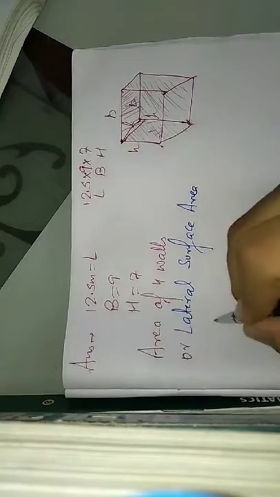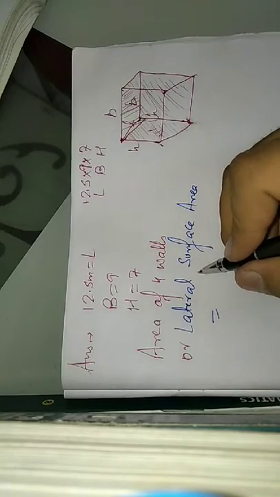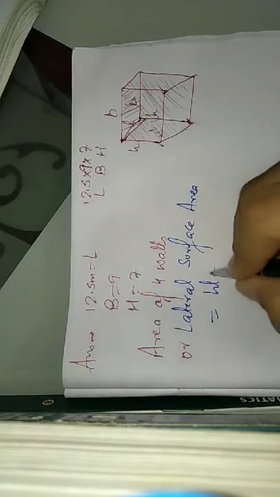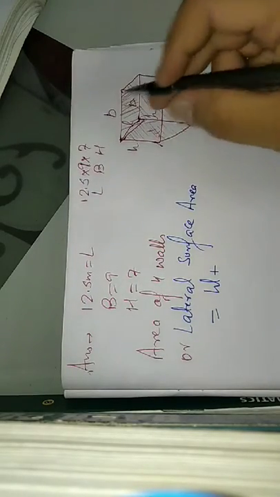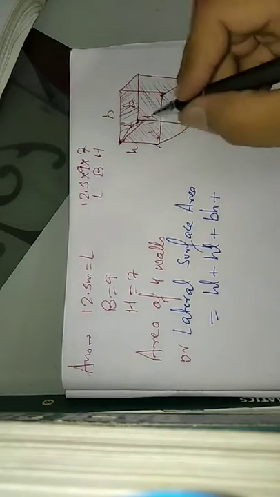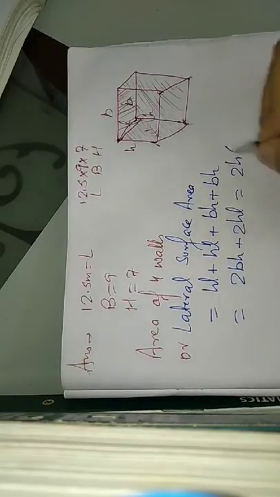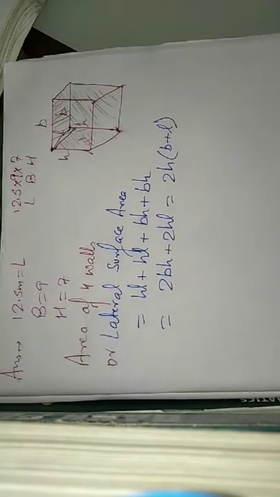Lateral surface area is equal to this, height into length plus height into length, correct? Plus base into height plus again this height into base. So this is equal to 2BH plus 2HL, which is equal to 2H common, correct? And this is B plus L, correct? Right? So this is it.